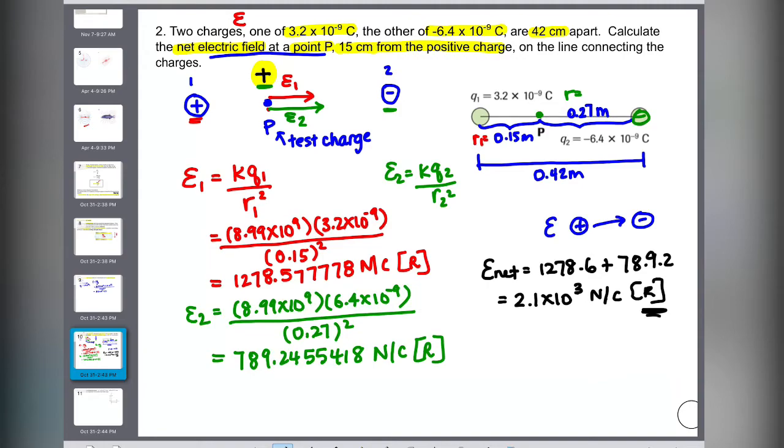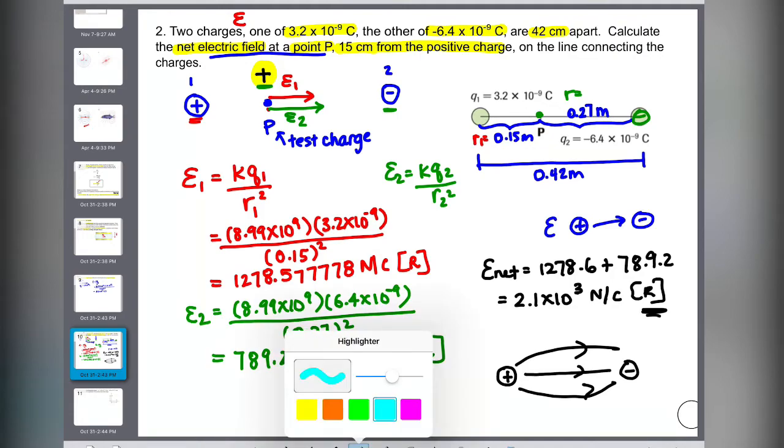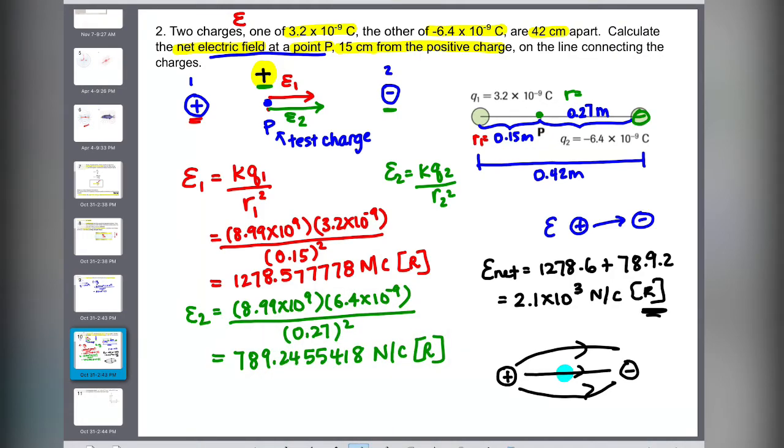Sig digs. All right. Okay, so I already explained the point charge. Remember I said you have to learn how to draw the point charge and the field. So between a positive and a negative, the field goes from positive to negative. So it makes sense that if I'm looking at this area right here, my field should be going to the right. All right, so let's look at this picture now.